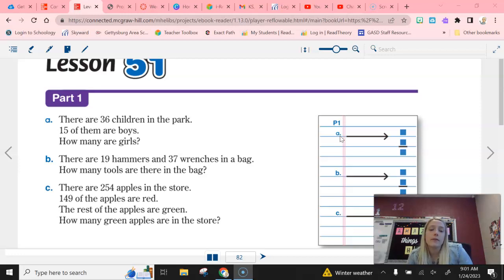And the last one. It says there are 254 apples in the store. That's the total number of apples.